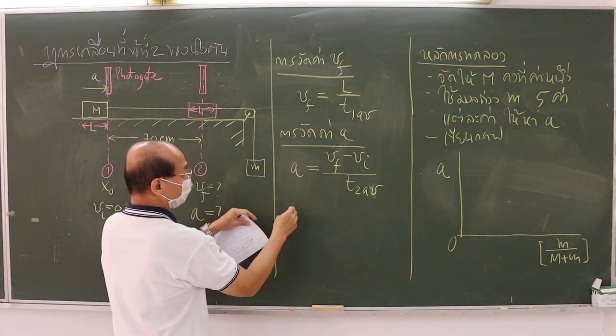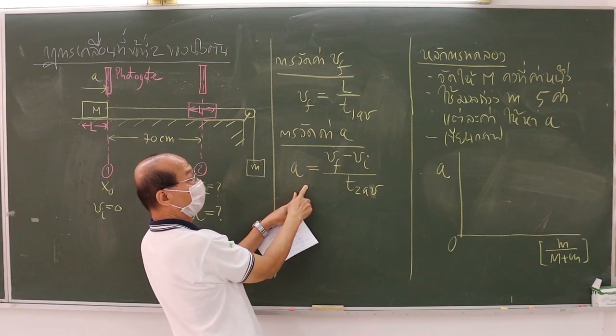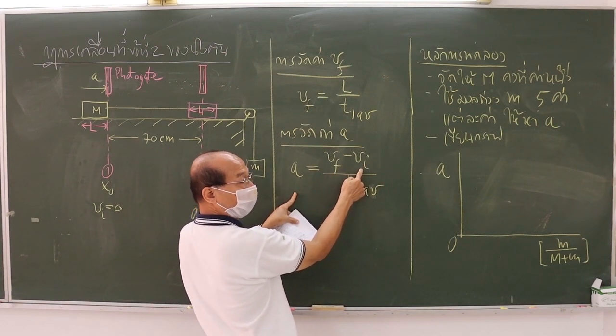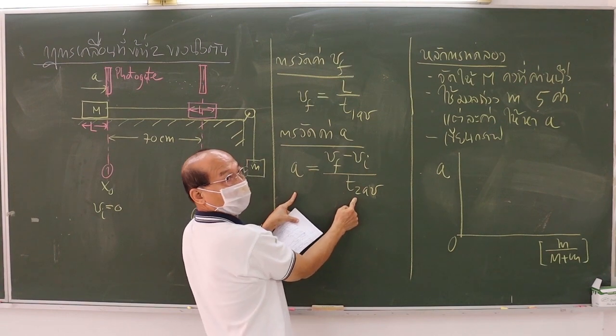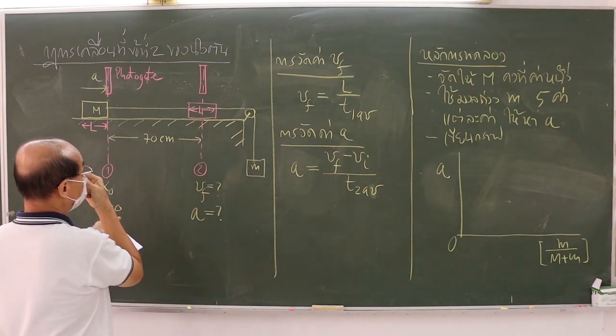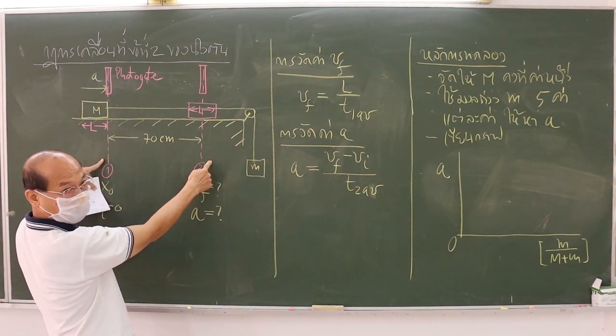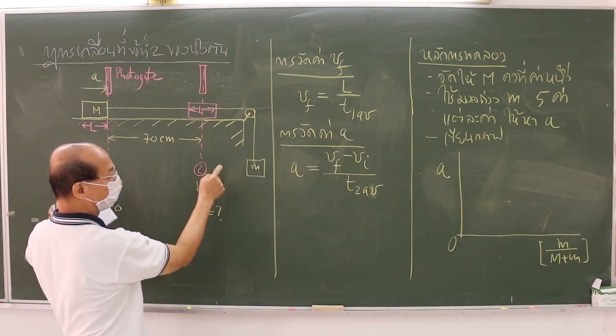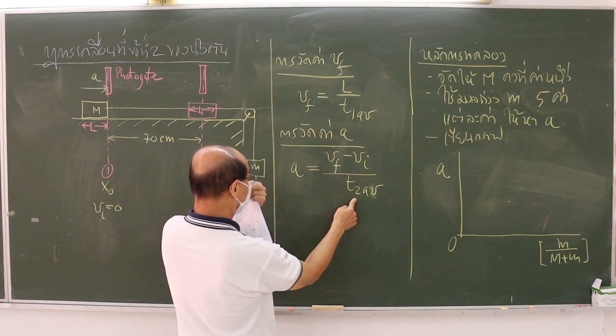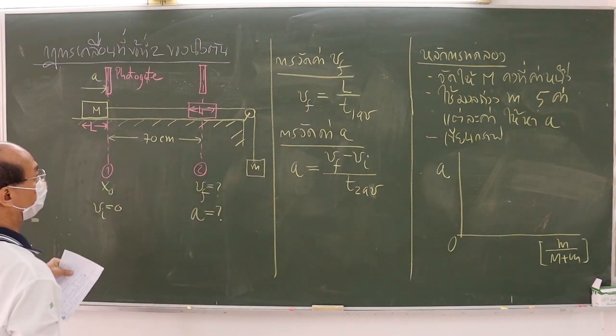Next, we measure the acceleration a. We use the definition of acceleration, which is the final speed Vf minus initial speed Vi divided by the time the object moves from the initial point to the final point. Let's call this time t2.